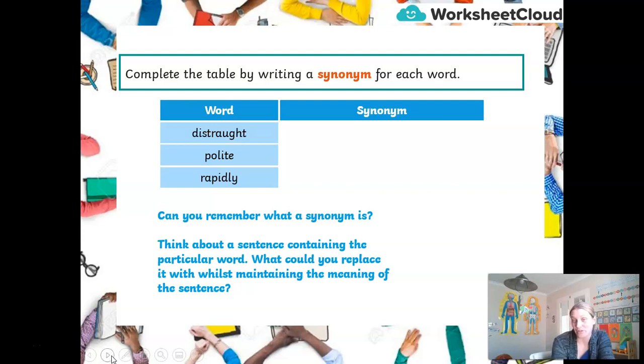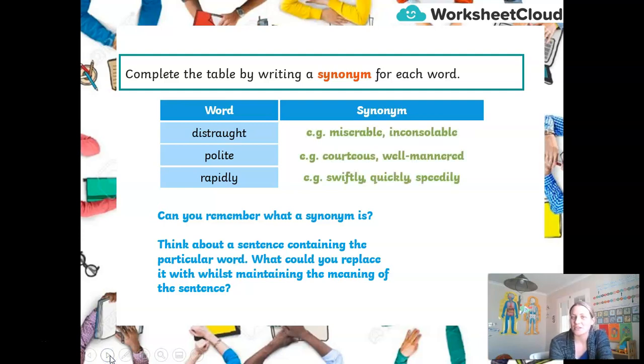Here are my words. Distraught, I had miserable or inconsolable. Polite, courteous or well-mannered. And rapidly, swiftly, quickly, speedily. Okay, so they are synonyms for those words.